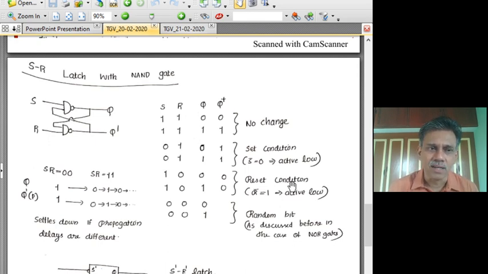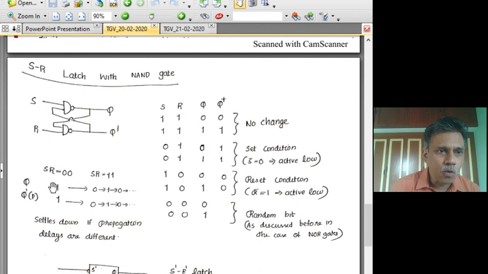So because of this reason, we can view it as an S bar R bar latch. That is S bar to R bar to indicate that S is a set input, R is a reset input. Of course, S bar indicates that a 0 is the one which sets. R bar indicates that a 0 in R bar is the one which resets. Okay. So what we have seen is that it is an active low input SR latch or an S bar R bar latch.